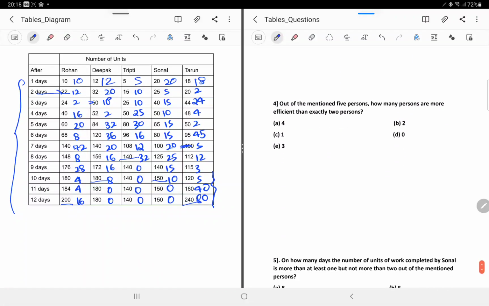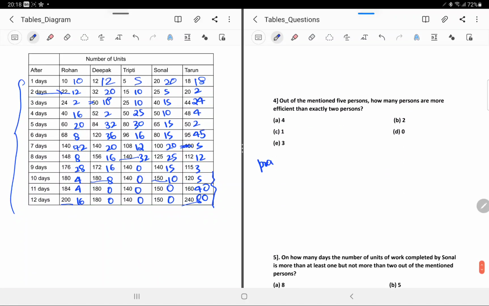Now this is a practice question for you, working on similar lines. So what is the question? Out of the mentioned 5 persons, how many persons are more efficient than exactly 2 persons?